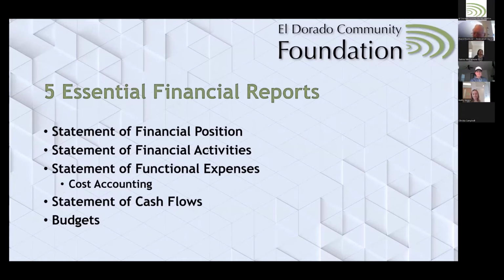The first topic was the 5 essential financial reports. The first one is the statement of financial position. This is also known as the balance sheet. In the nonprofit world, we call it the statement of financial position. The second is the statement of financial activities, which is otherwise known as the profit and loss statement. The third is the statement of functional expenses, and this is somewhat similar to cost accounting, so that's why I have it over there. The fourth would be the statement of cash flows, and the fifth is budgets. These are the 5 reports that we would cover during this presentation.